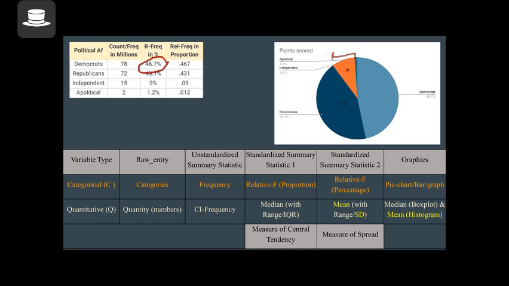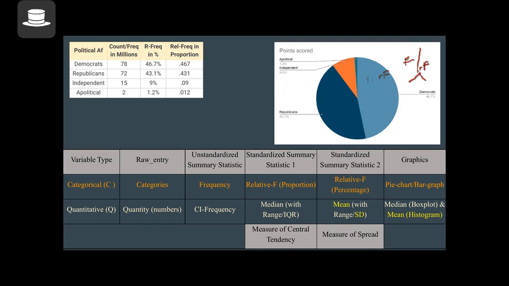So this particular slice is bigger because it is 46.7%. This is the next biggest because it is 43.1%. And this is third biggest because it is 9%. And this is the smallest because this slice only has 1.2%. You see that now? A categorical variable is summarized with the help of a pie chart, and the slices of the pie represent the percentage for each category, which is nothing but a relative frequency. So either it's frequency or relative frequency, and the relative frequency can be in the form of percentage or proportion. Percentage is out of 100 and proportion is out of 1.